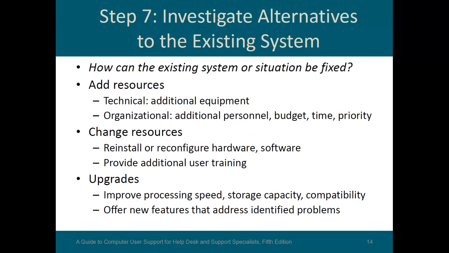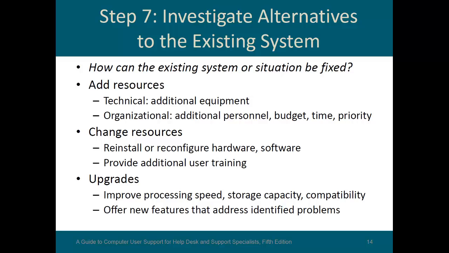Step 7, investigate alternatives. How can the existing system or situation be fixed? Can you fix what you currently have without having to upgrade? Add resources: technical, additional equipment; organizational, additional personnel; budget, time, and priority. So throw more people, throw more money at it. Change resources: reinstall or reconfigure hardware or software. Can you make what you have work better? Provide additional user training. Maybe people are just using it wrong.